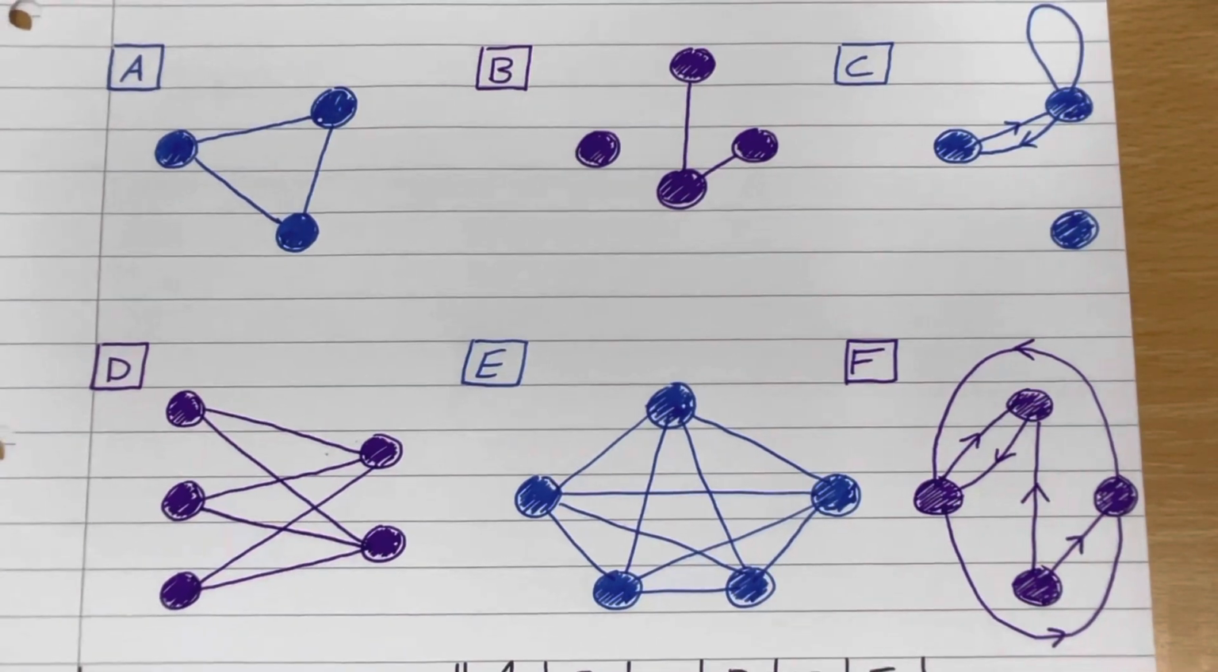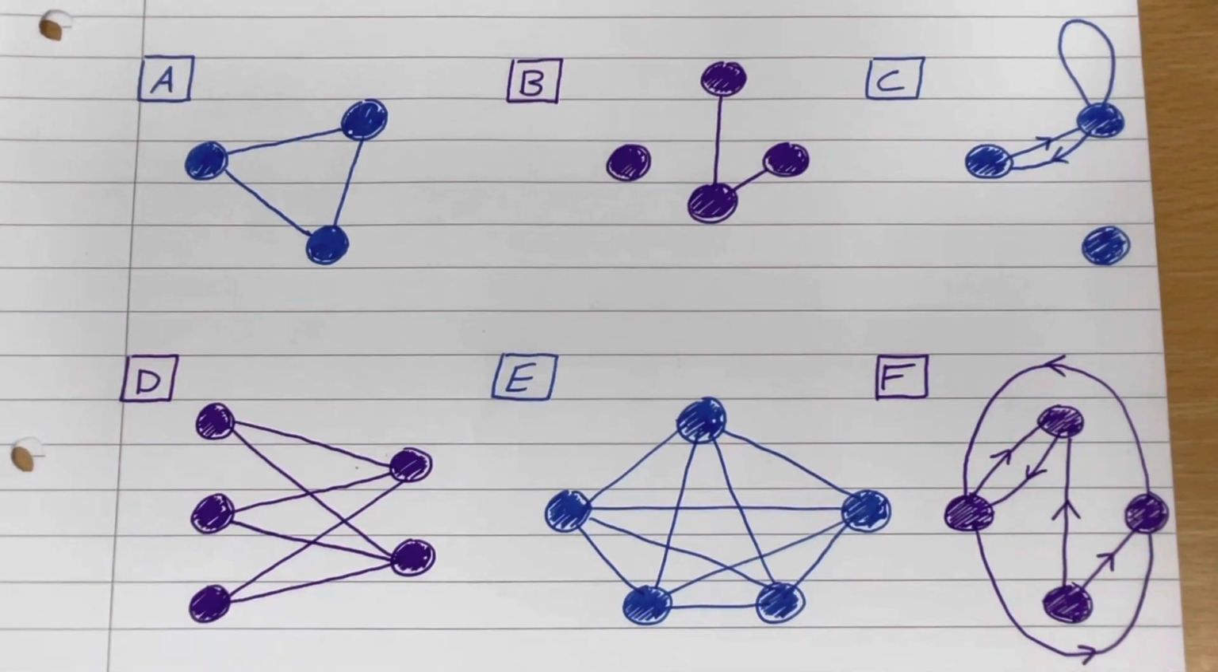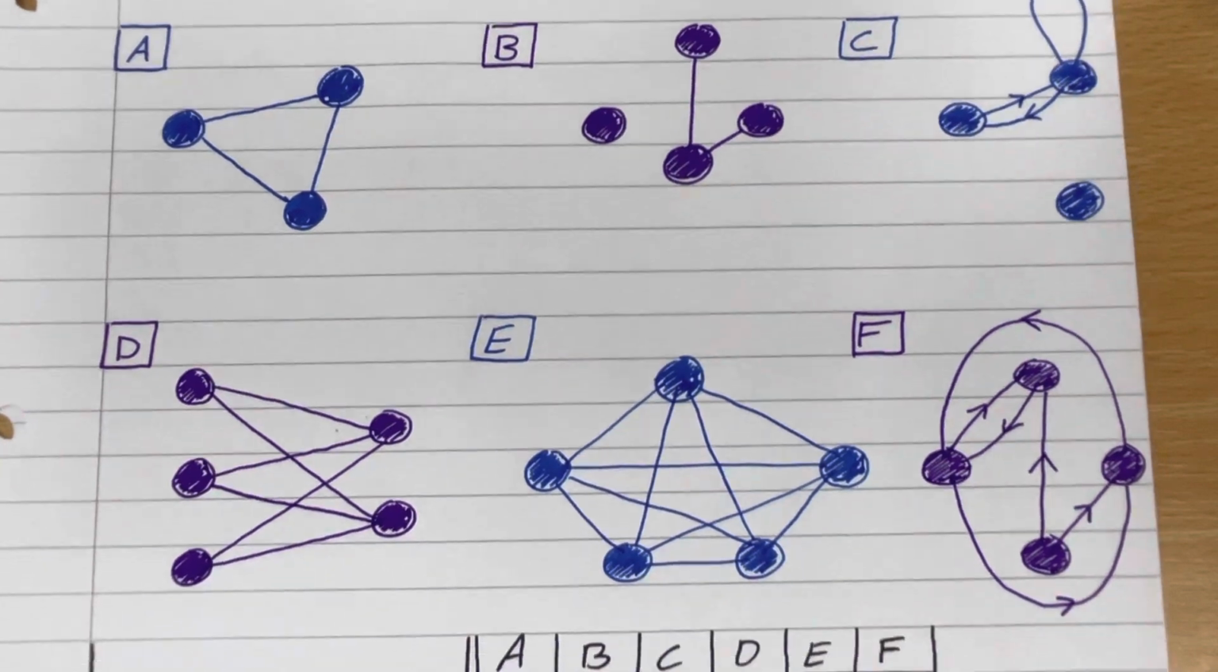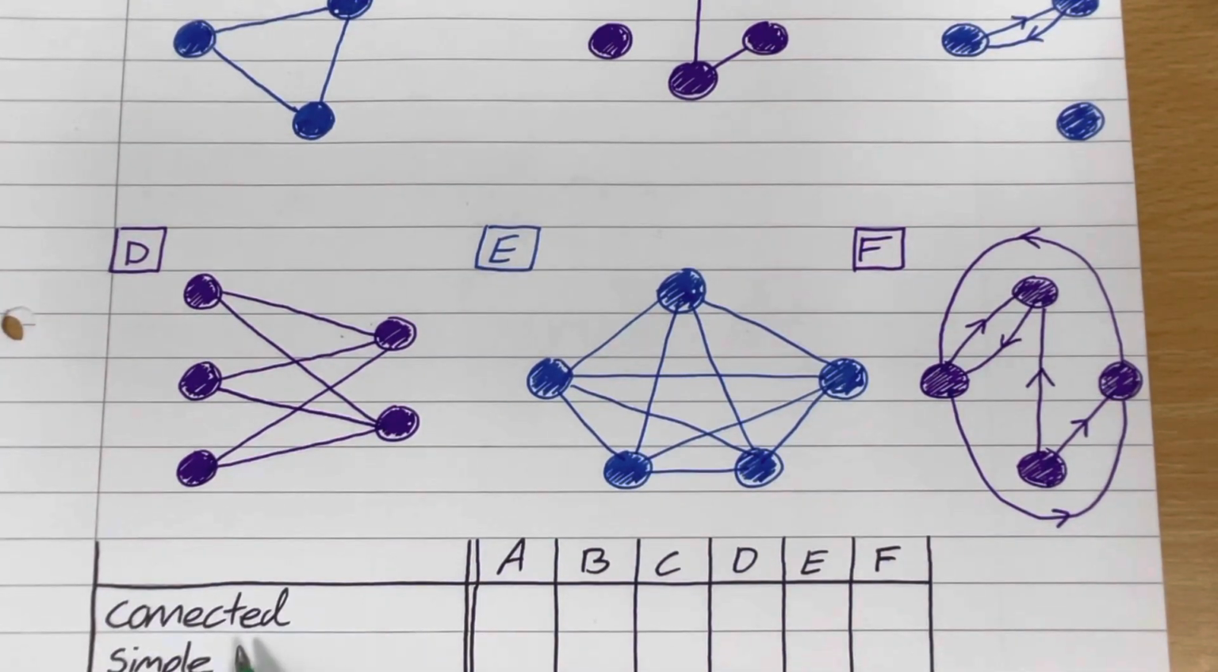Here I have 6 graphs. And what I'm going to do is define for you a number of terms, and then I'm going to look at these 6 graphs, and we're going to decide which graph satisfies the definition that we're looking at. So let's get started. Connected is the first one.